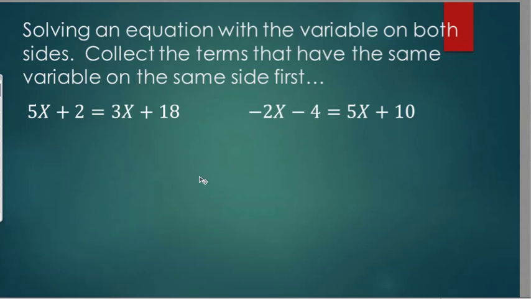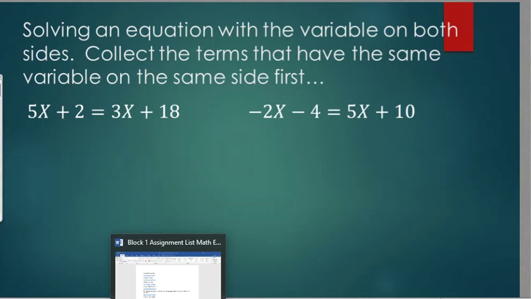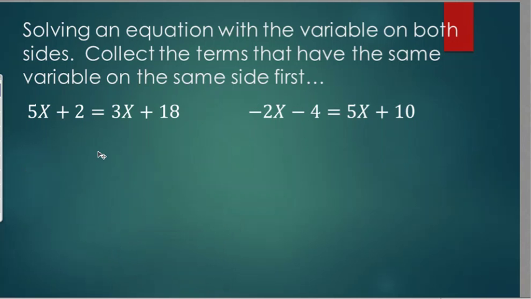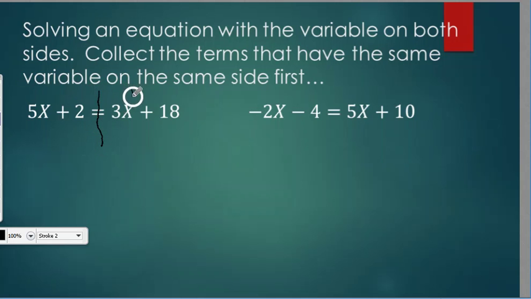Okay, so up here on the screen, you will see that we have two different equations. And each of these equations are equations where we have the variable on opposite sides of the equal sign. So as we look at this one right here, 5x plus 2 equals 3x plus 18. Here's our equal sign. Here is the right side, and here is the left side. And you can see that we have a term that has an x on the left side, and we also have a term that has an x on the right side.